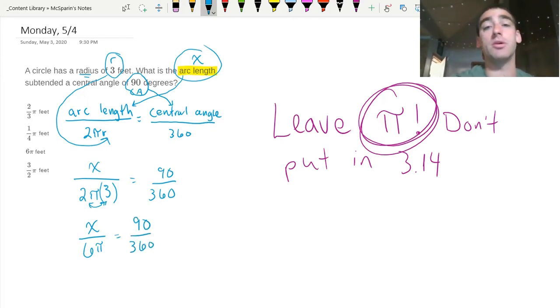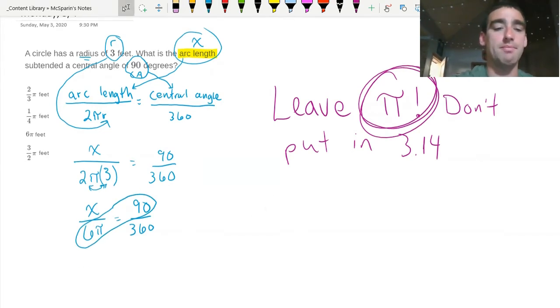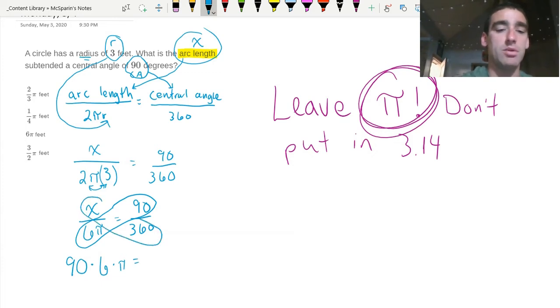That is totally up to you. Now, this is the point where we need to cross multiply. So actually, I'm just going to stay in blue. So I'm going to have top times bottom. So 90 times 6, and remember that means times pi, so I'll put them all in there like that, is going to be equal to 360x.